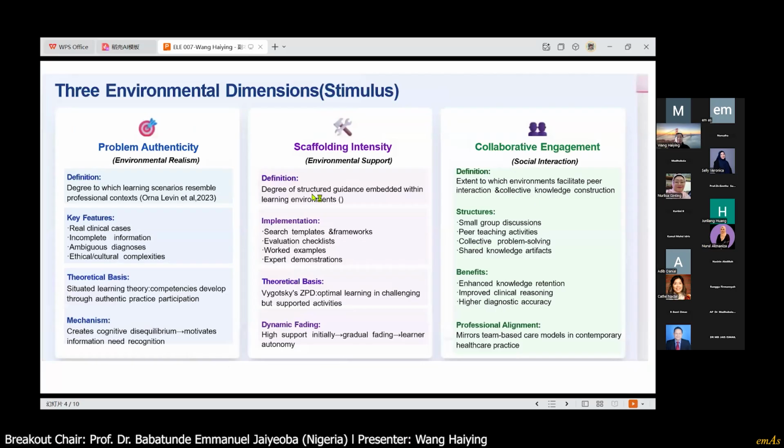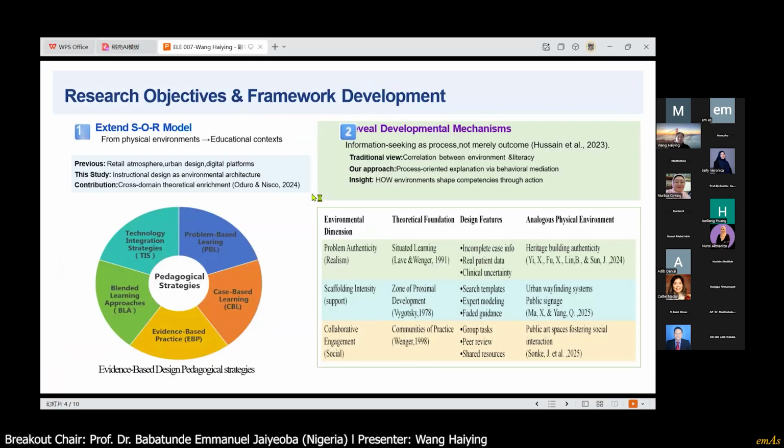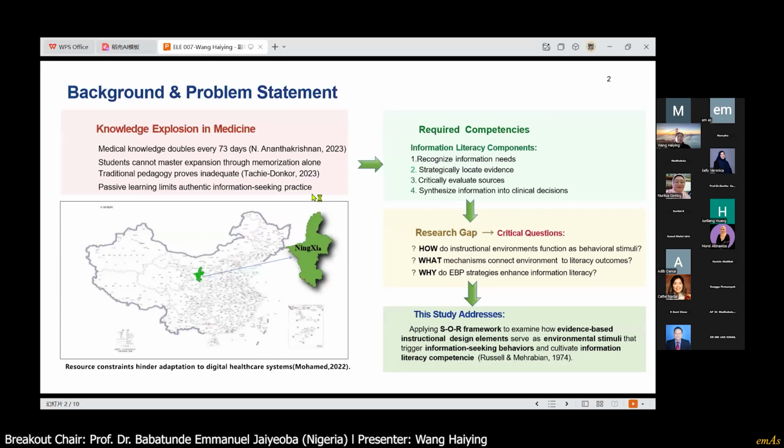Let me start with the main challenges. Medical knowledge now doubles every 53 days. Students can't memorize everything. They need information literacy, the ability to find, evaluate, and use information for clinical decisions. In China, because the development is unbalanced, like in western China, Ningxia province, technological resources are limited. So for this area, how to develop information literacy?